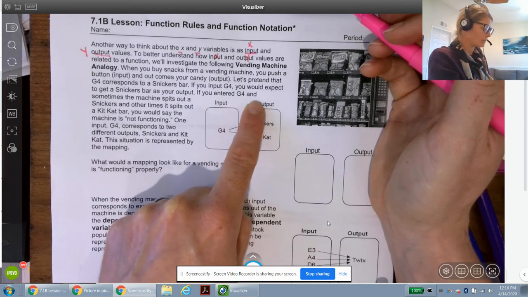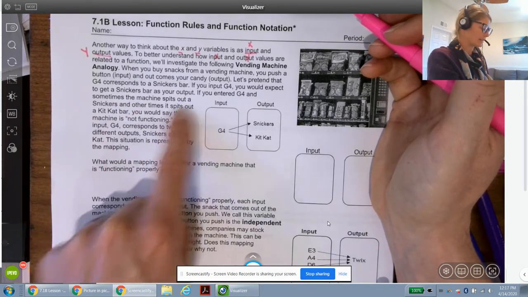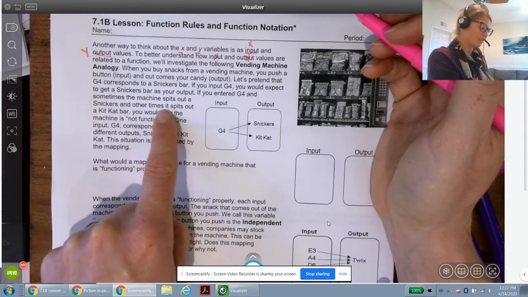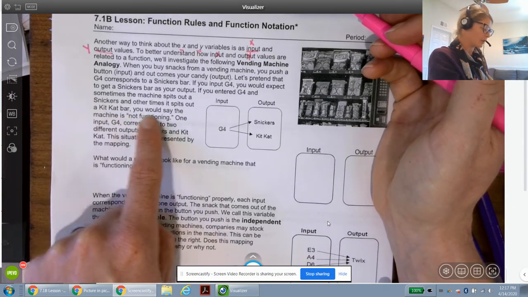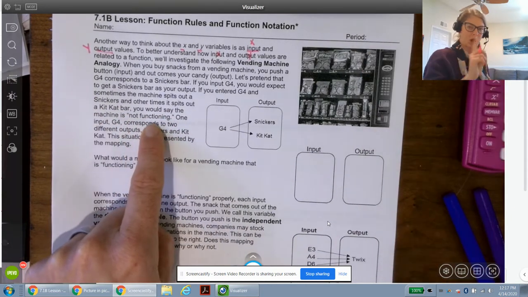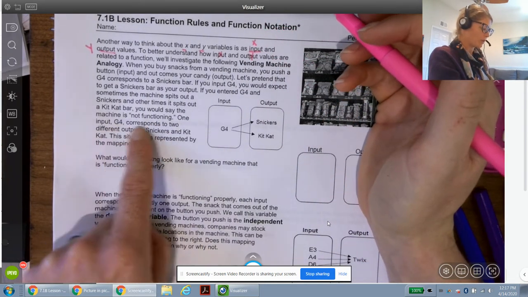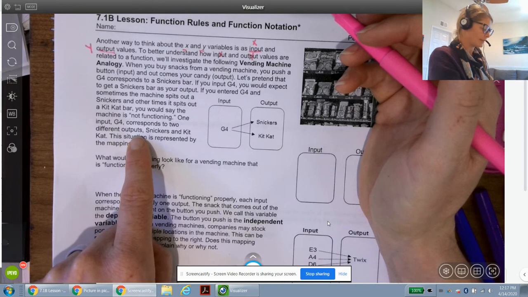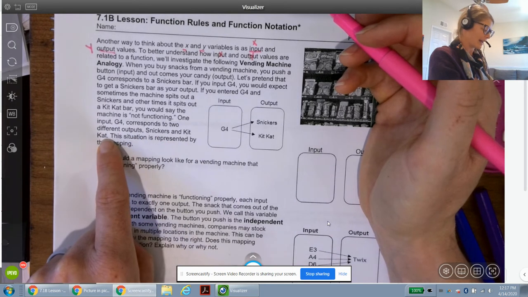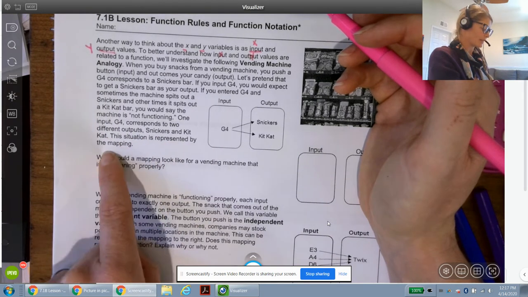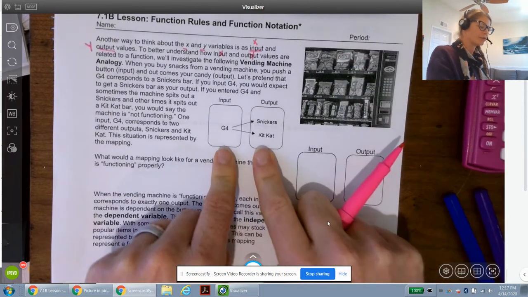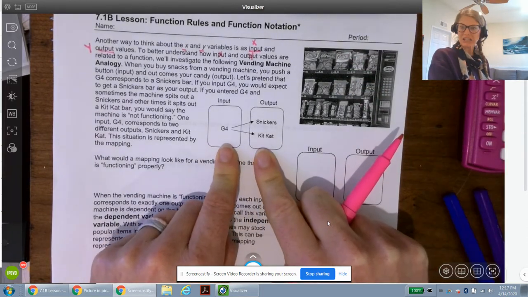If you enter G4 and sometimes the machine spits out a Snickers, and other times it spits out a Kit Kat bar, you would say the machine is not functioning. One input, G4, corresponds to two different outputs, Snickers and a Kit Kat. This situation is represented by this mapping. So this mapping is not a function.